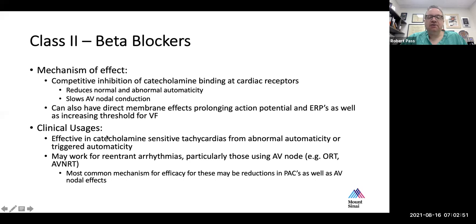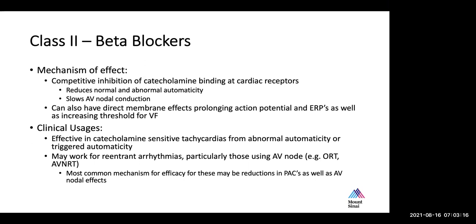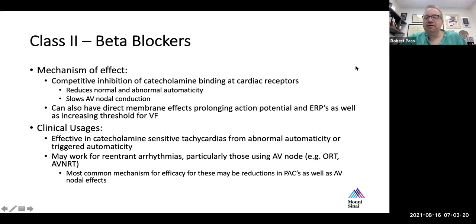But as you've seen, we use it quite frequently for reentrant arrhythmias, particularly those that use the AV node, such as orthodromic reentrant tachycardia or AVNRT. And in those circumstances, the most common mechanism for efficacy of beta blockers is thought to be reduction in premature beats, either in the atrium or the ventricle, as well as AV nodal effects.